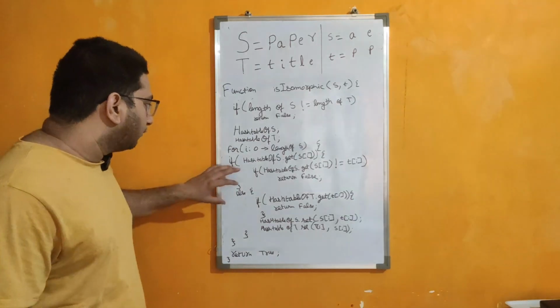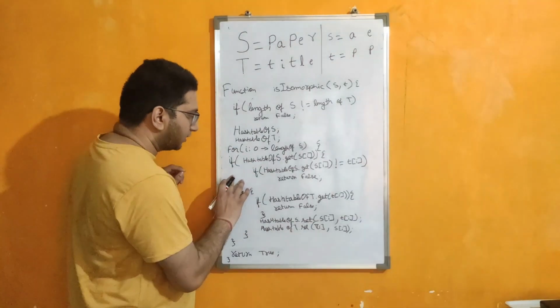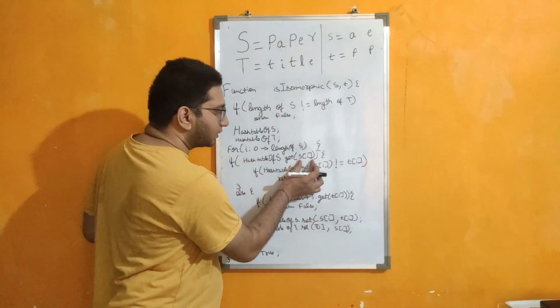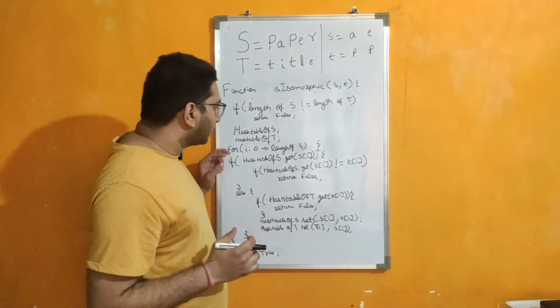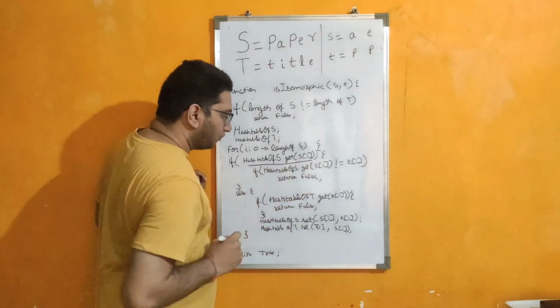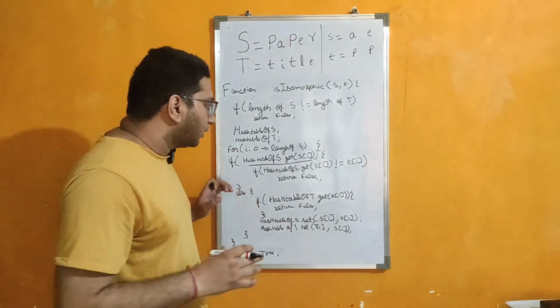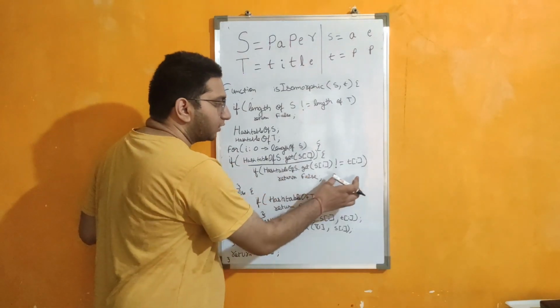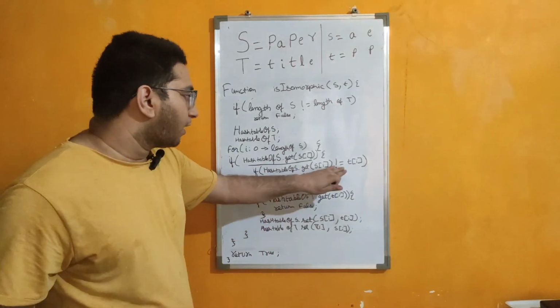To check whether it's not isomorphic, for each iteration we will have the character S of I. We will look up that particular character in the hash table of S, and if it is present, then we will check whether that character is being mapped to T of I or not.